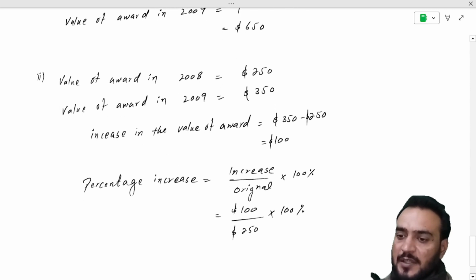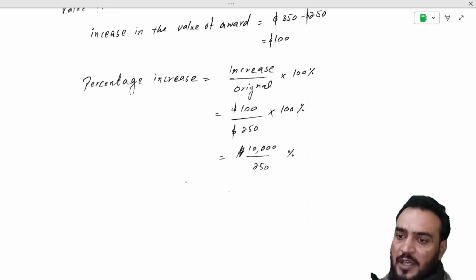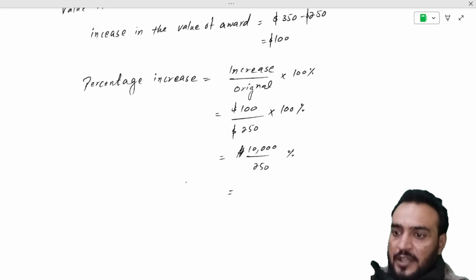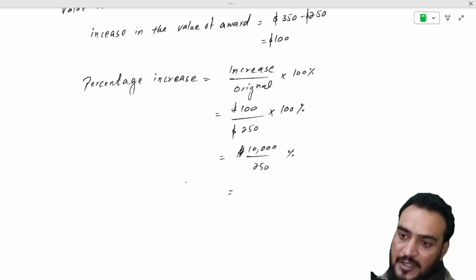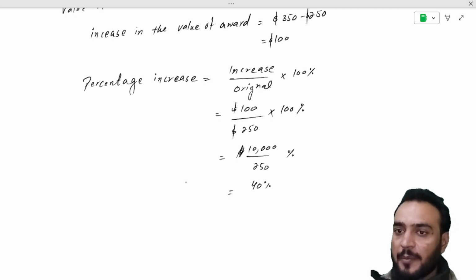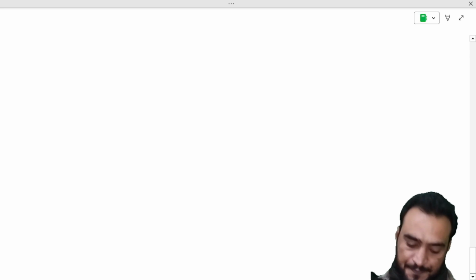So if we simplify it, we get 100 times 100 equals to 10,000 divided by 250. Let us remove the dollars because we have to find the percentage and there is no need to put dollars over here. So after dividing 10,000 by 250, we get the answer which is equals to 40%. So there was a 40% increase in the value of award for primary 4 students. So this was question number 4. Now let us solve question number 5.